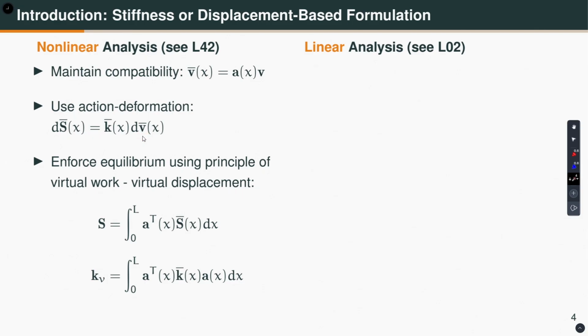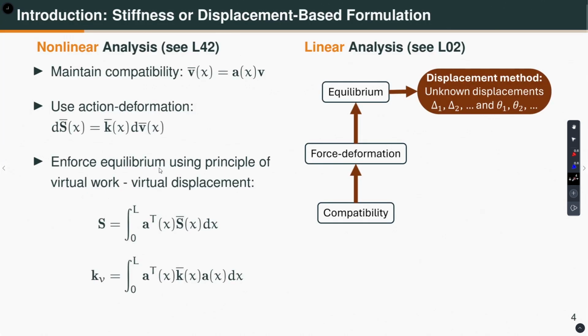Okay. And then we enforced the equilibrium using the principle of virtual work, virtual displacement, and we derived these two relationships. What is the first one? The first one relates the section forces S bar x with the element end forces S, and the second one is the element tangent stiffness matrix in the basic or deformation coordinates in terms of the section tangent stiffness matrix K bar x, which is integrated between 0 to L. So, as you can see, compatibility, action deformation and equilibrium, the three principles of mechanics, are used to develop the element formulation. Okay.